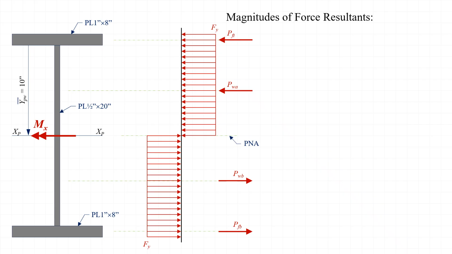If we move things around a little bit to give ourselves more space to work, we can calculate the force resultant in the top flange as 50 ksi times a flange width of 8 inches times a flange thickness of 1 inch, which is equal to 400 kips.